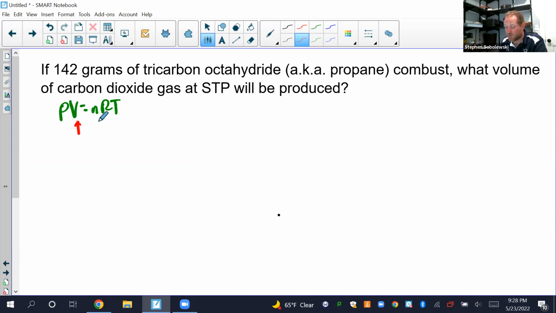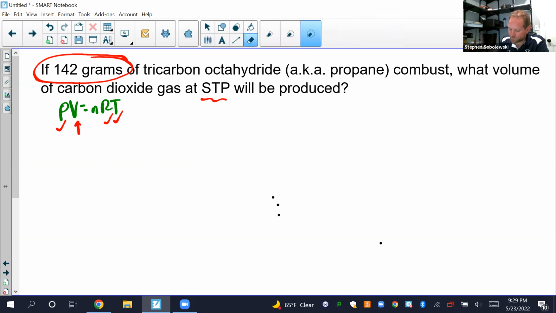Let's see what it gives us. It only gives us one number, but it does tell us STP. By telling you STP, it's really telling you two things. That tells us the temperature and it tells us the pressure. So right there, we're given temperature, we're given pressure. We know R always. So what are we missing? n. How are we going to find n? Stoichiometry, starting here. Let's do it.